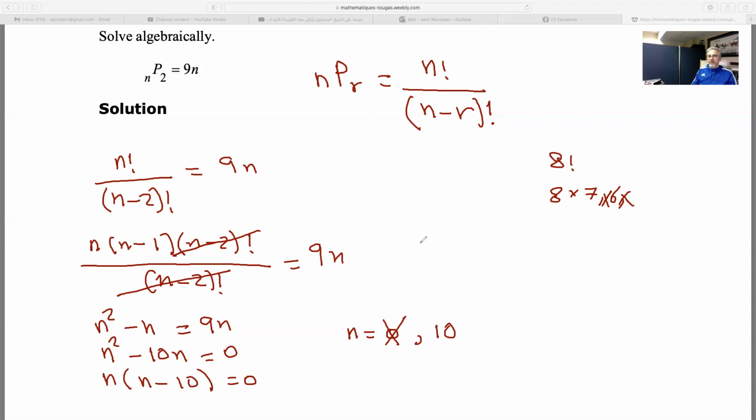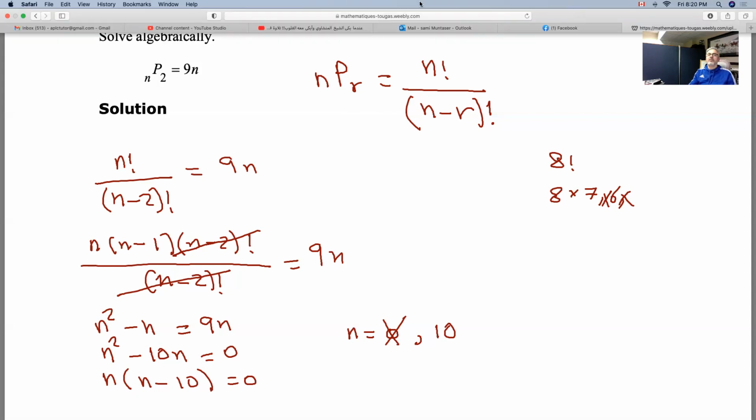This question is usually worth about 3 marks. I think easy 3 marks if you know this formula. Let's move on to the next question.